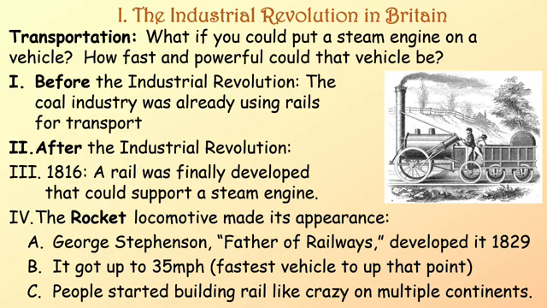The Rocket locomotive made its appearance. George Stephenson, the father of railways, developed it in 1829, and it got up to 35 miles per hour. Fastest vehicle ever up to that point. And people started building rail like crazy on multiple continents.